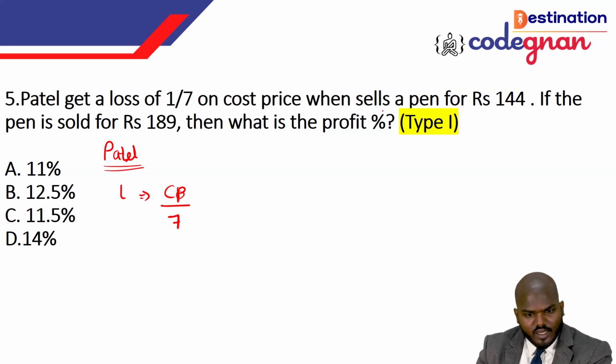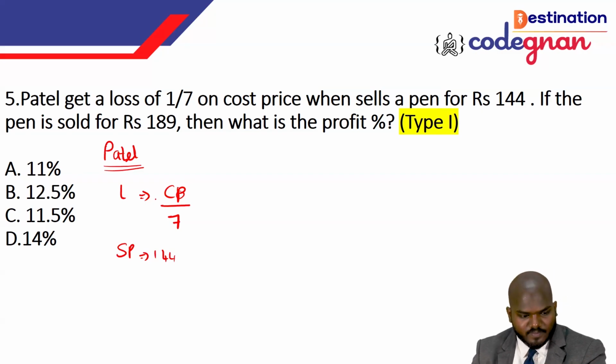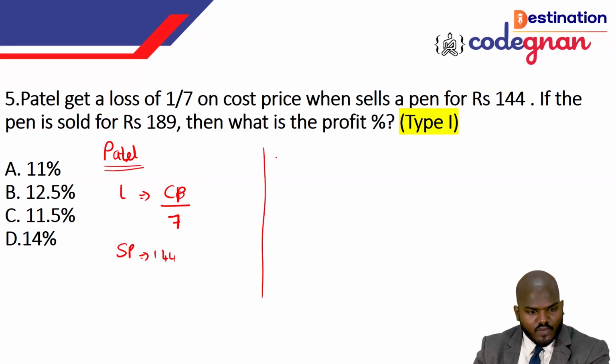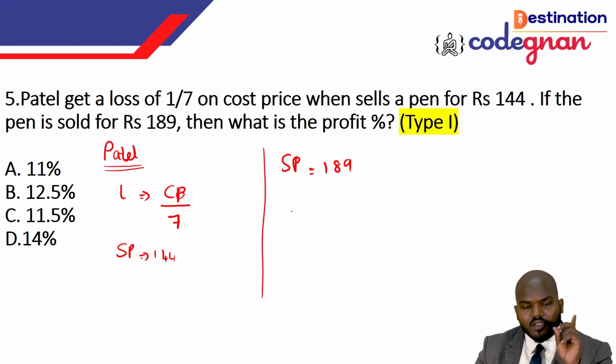So when he is selling the pen for 144, he is getting a loss of cost price by 7. But at the same time, if he is selling the pen for 189, what is the profit is the question now. Based on this, guys, we just want to find out the cost price. If we know the cost price, then we can identify the profit or loss, anything. They have very clearly given cost price by 7, very simply.